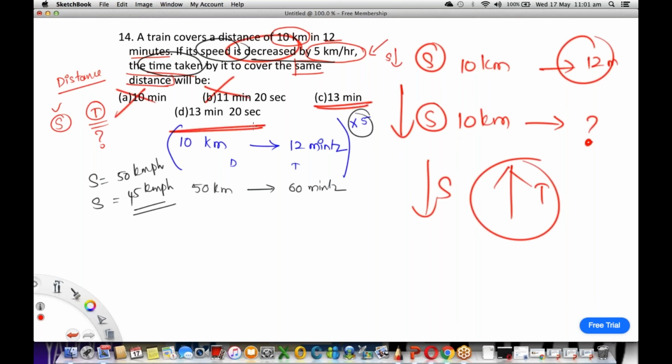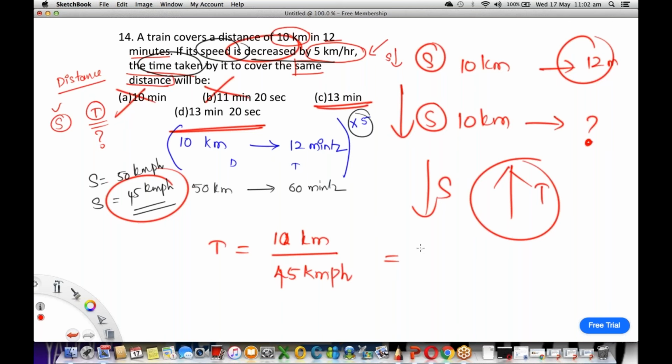So now we'll look at the actual procedure for solving it. Then you can go for calculation of this. So time taken will be equal to distance traveled, which is 10 kilometers, and the speed is 45 now because it was decreased by 5 kilometers. So 45 kilometer per hour. Just simplify this further, you will be able to get a result. So 10 divided by 45. You have the option choices in terms of minutes and seconds.